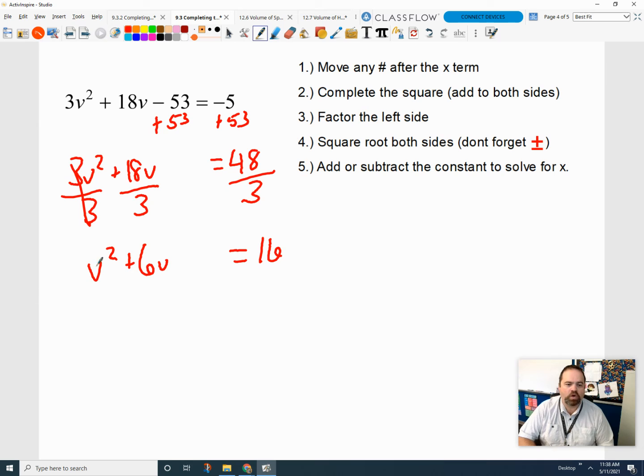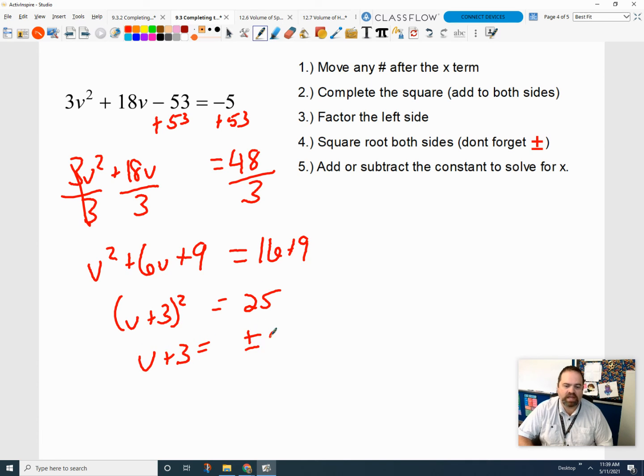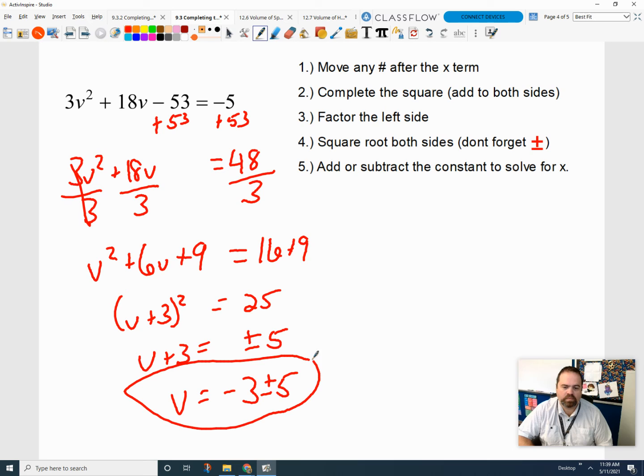Right? So my guy here factors. What's half of 6? It's 3, squared is 9, and add 9 to this side. So this guy factors into v plus 3 squared and 25 on the right. So v plus 3 equals positive and negative 5. Subtract 3. There we go. Okay.